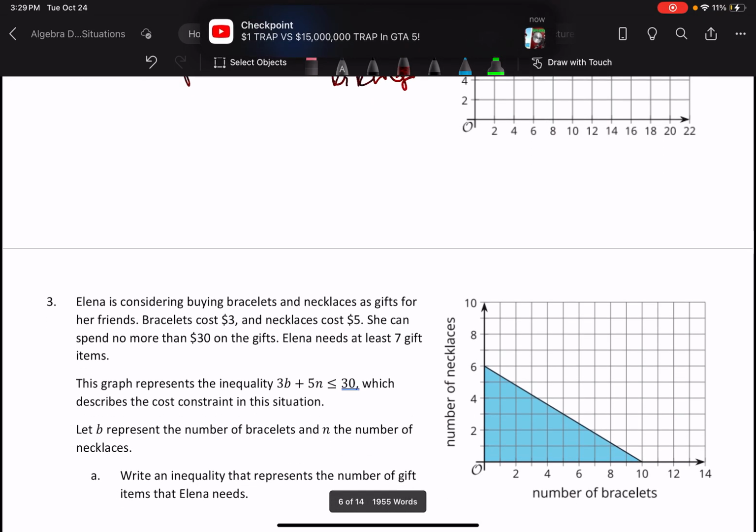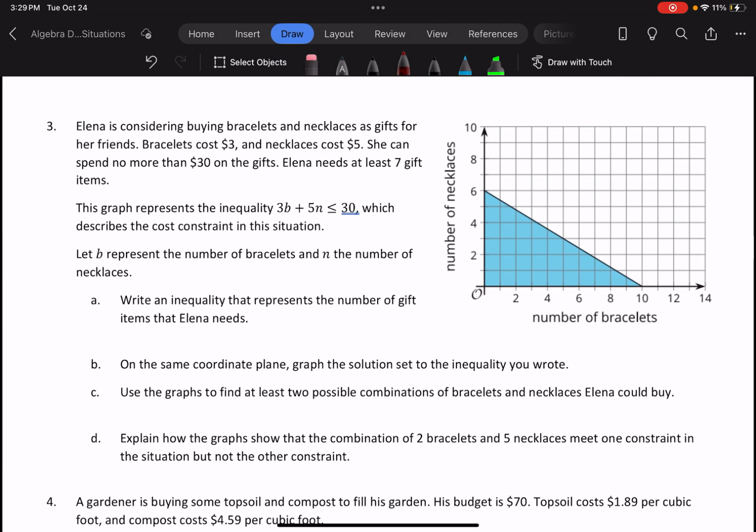All right? Okay. Number 3. Elena is considering buying bracelets and necklaces as gifts for friends. Bracelets cost $3, necklaces cost $5. She can spend no more than $30 on the gifts. Elena needs at least 7 gift items.